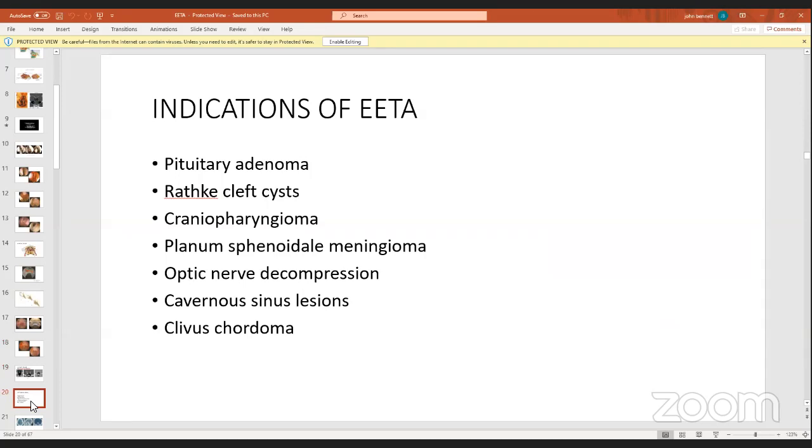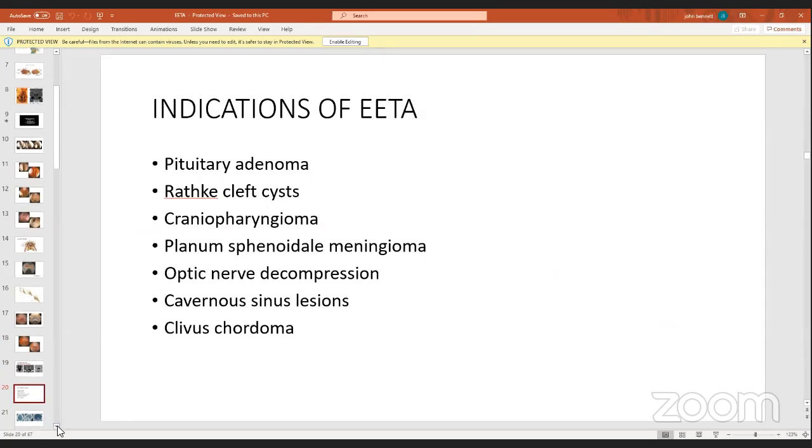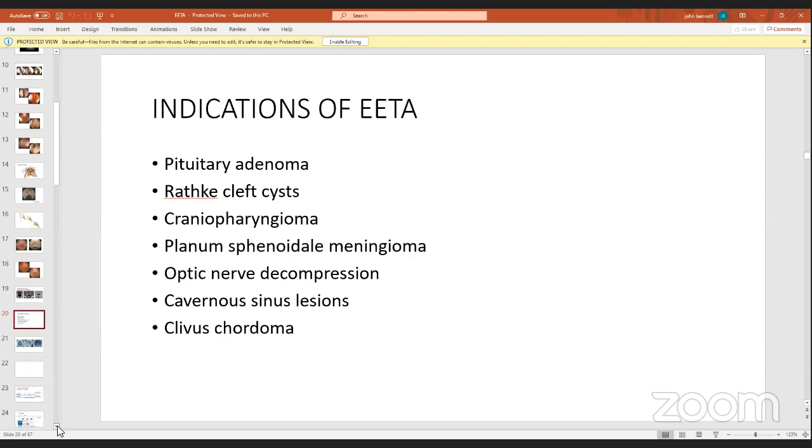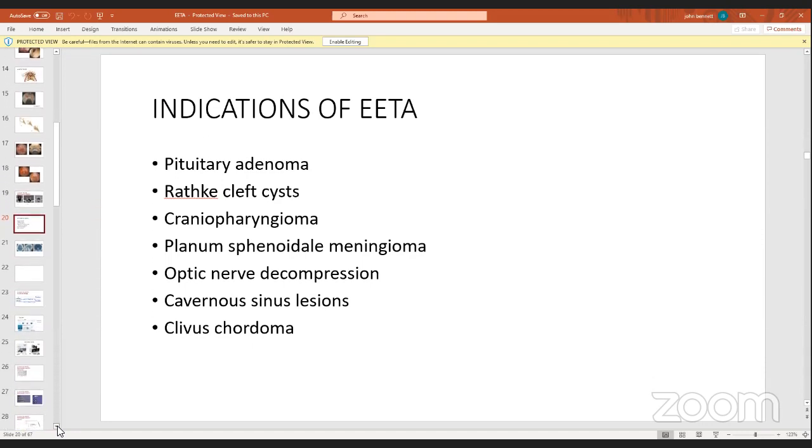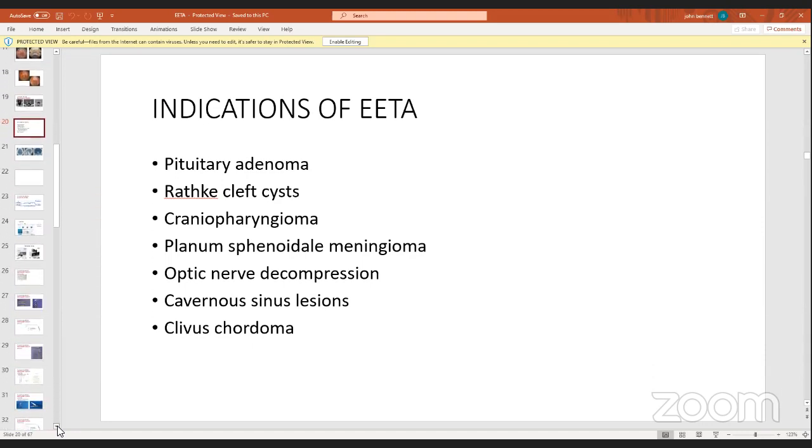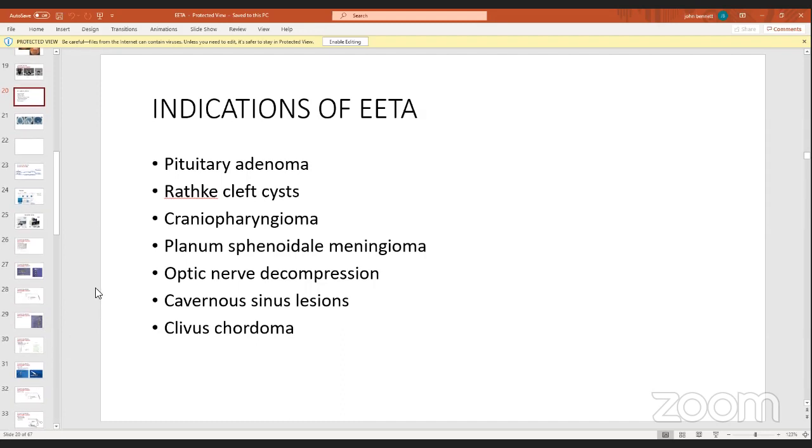Okay, the indications. The most famous indication is pituitary adenoma, followed by craniopharyngioma, but we can have all those indications. Let's go forward.